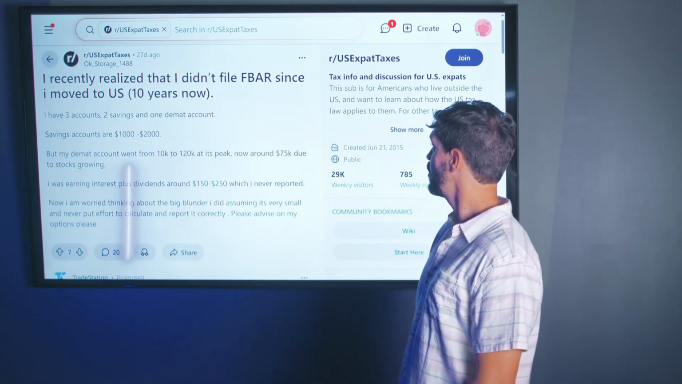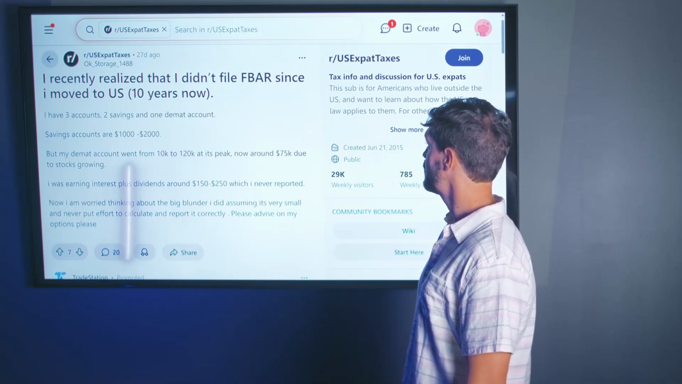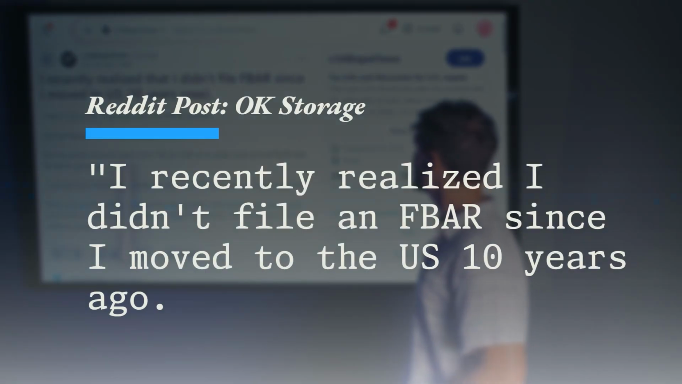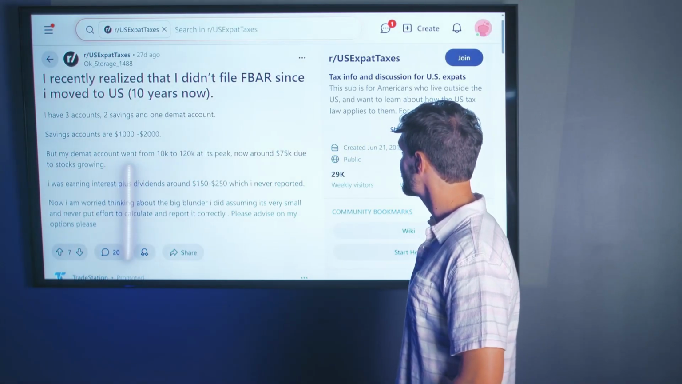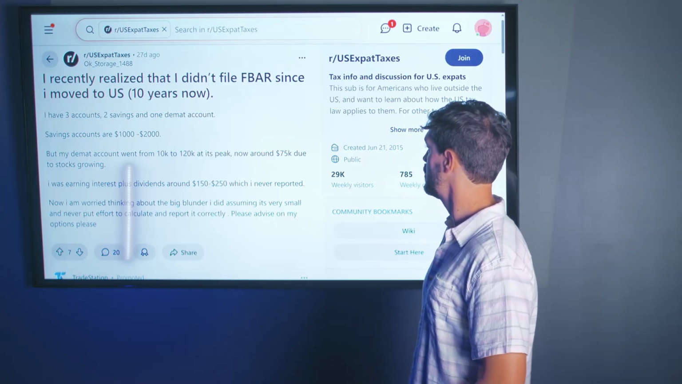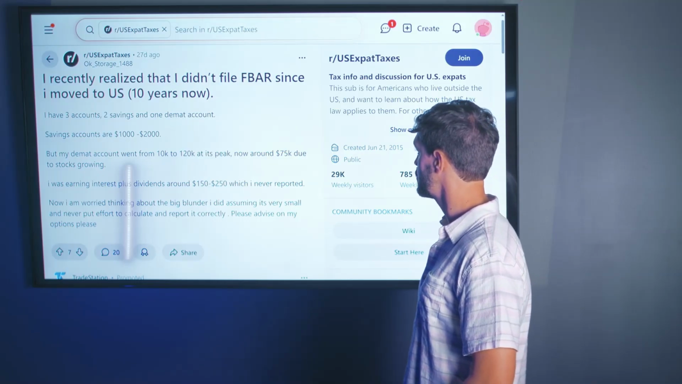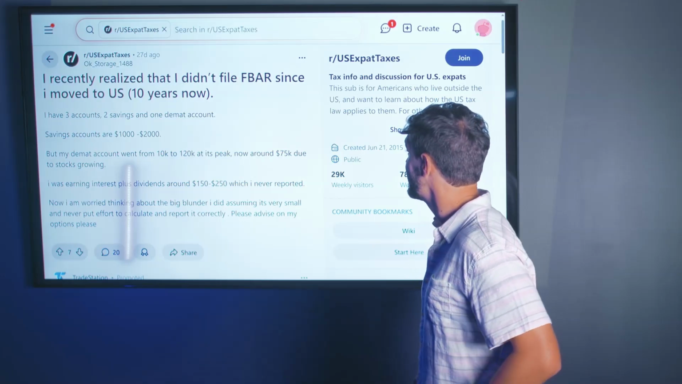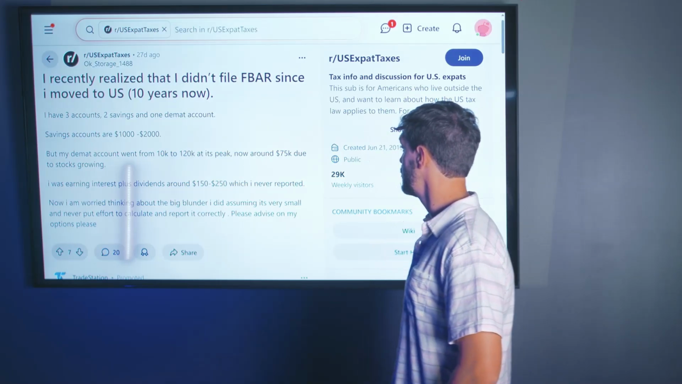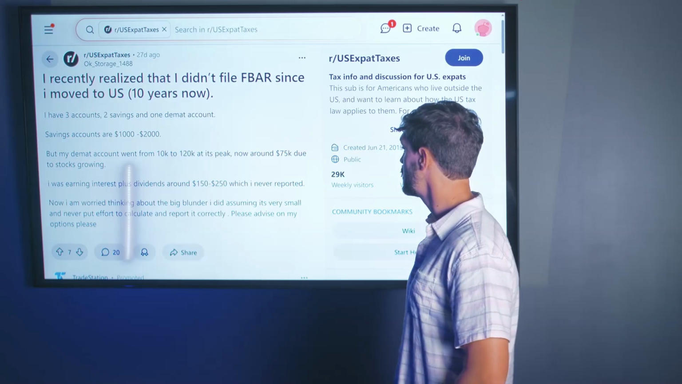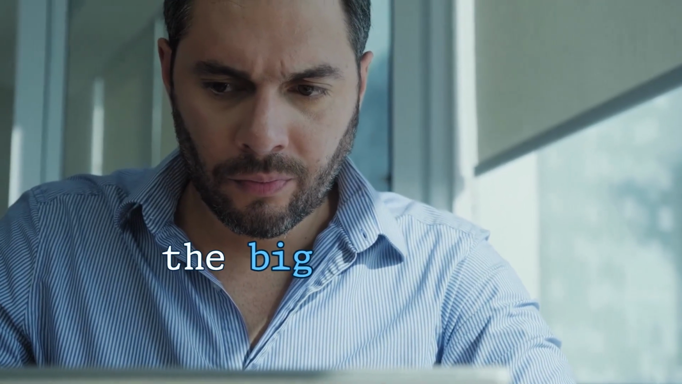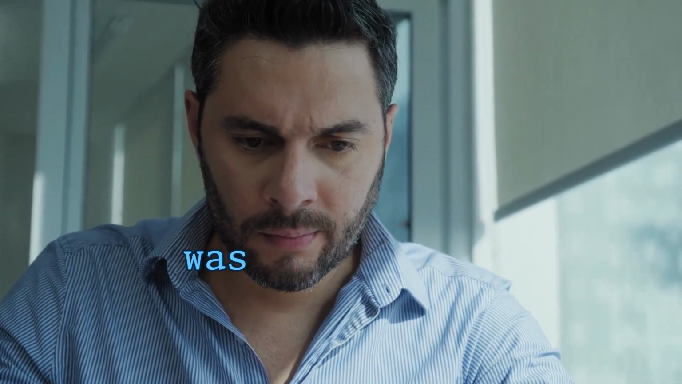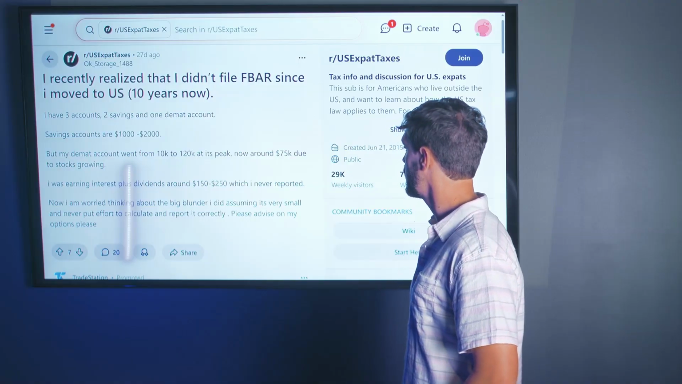All right, so this post by OK Storage, they say, I recently realized I didn't file FBAR since I moved to the US 10 years ago. I have 3 accounts, 2 savings and 1 DMAT account. Savings accounts are $1,000 to $2,000. DMAT account went from 10 to 120 at its peak, now around 75,000, was earning interest and dividends. Now I'm worried, thinking about the big blunder I did, assuming it was very small. Please advise on my options, please.